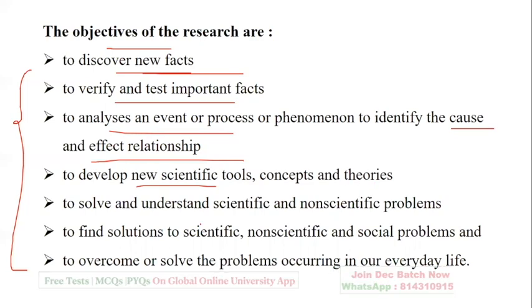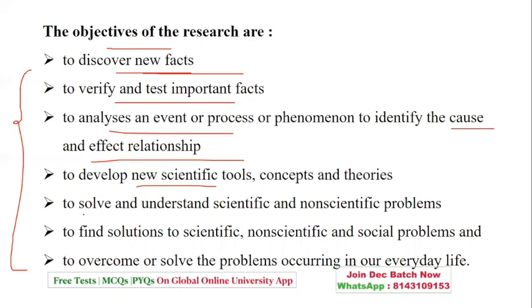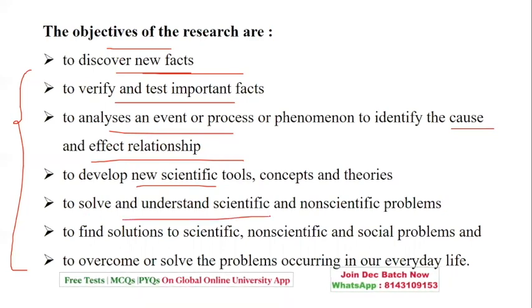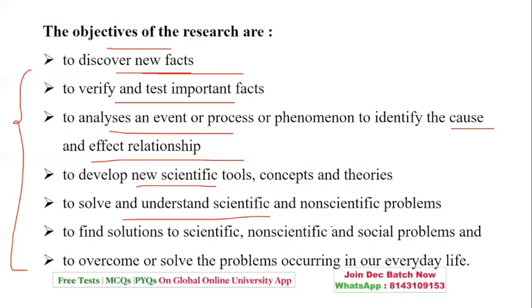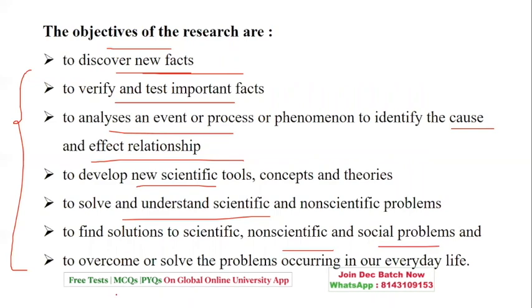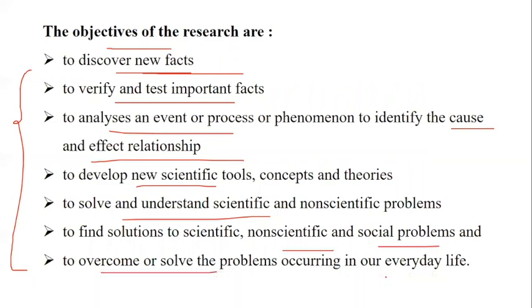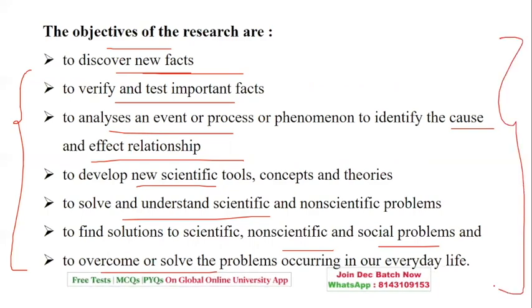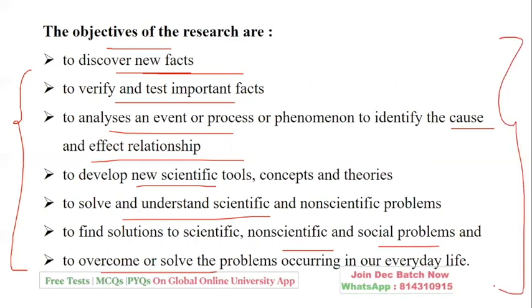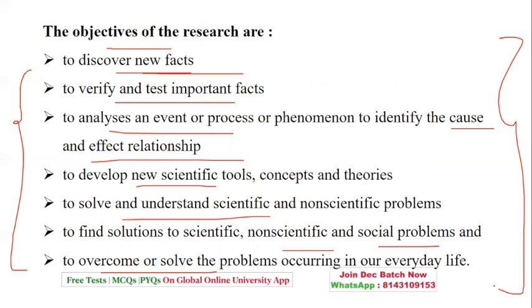From the existing ones, you can come up with some new theory in the form of your deductive and inductive methods; to solve and understand scientific and non-scientific problems, to find out the solutions scientifically, for non-scientific as well as social problems, to overcome and solve the problems occurring in our day-to-day life. Okay, so this was basically the concept with respect to the objectives of research. Here also you definitely get a question where they give you some points of objective, and that one odd man out is added. You have to recognize the correct objectives.